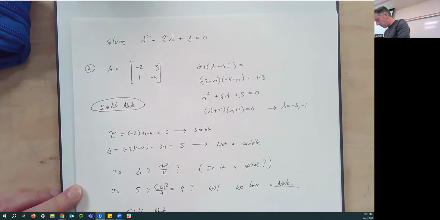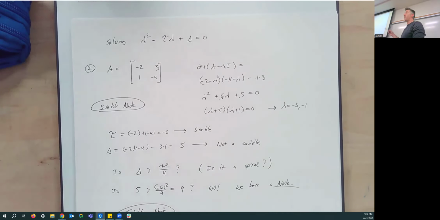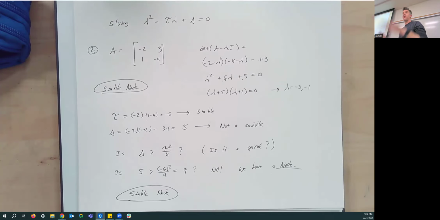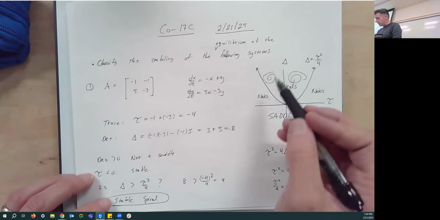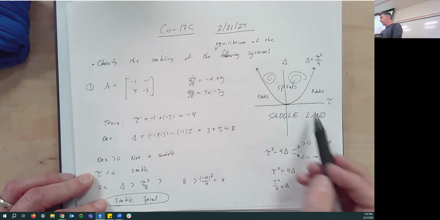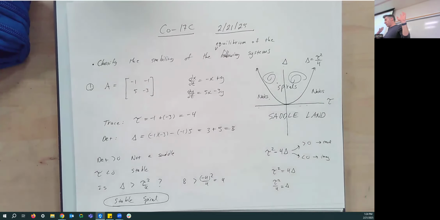I will point out if you're doing it this way, you should always look at the determinant first, because if the determinant's negative, you're done. You have a saddle. Doesn't matter what the trace is. If your determinant is negative, whether your trace is positive or negative, you're still getting a saddle. So end of story. If determinant is negative, saddle all day long. Okay, I feel like that's enough of that.